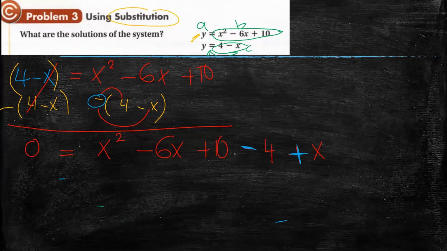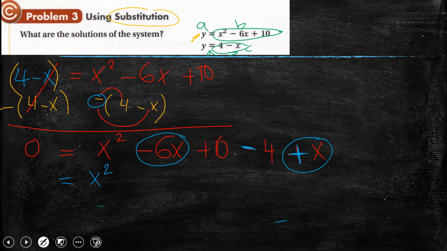Then let's now rearrange them. x squared, negative 6x plus x is negative 5x, plus 10 minus 4 is 6, equals 0. After I finish this step, I need to factorize them.